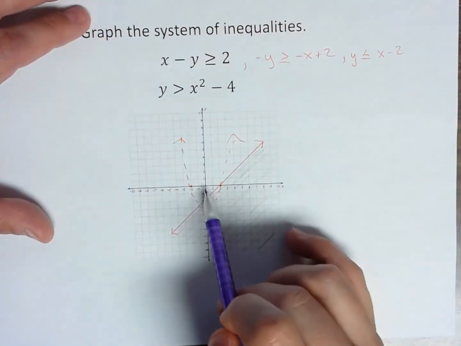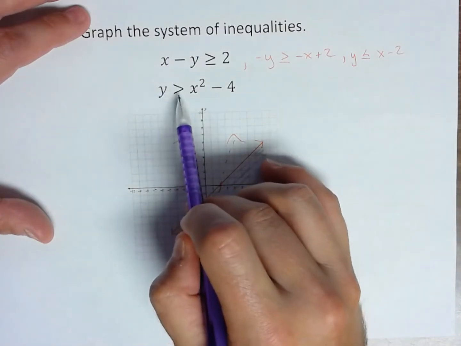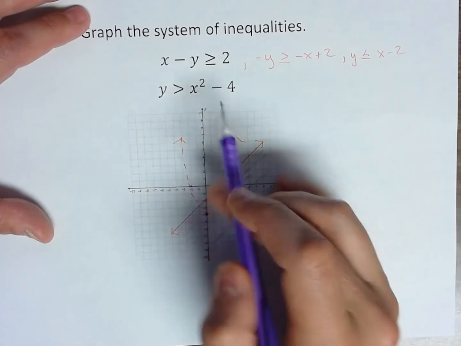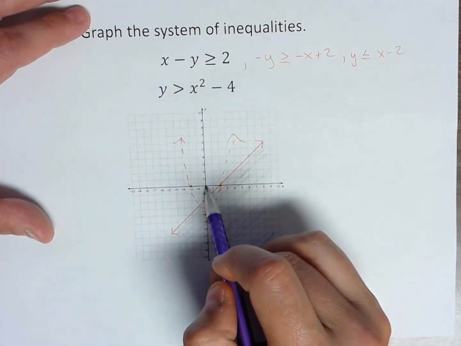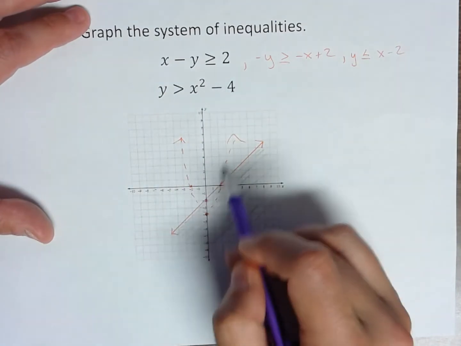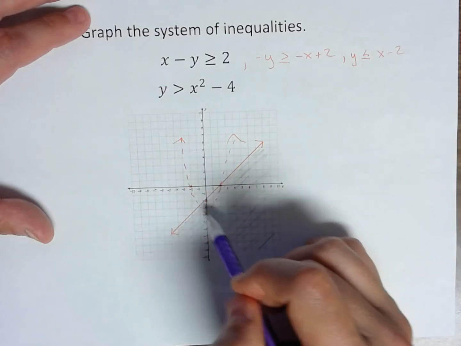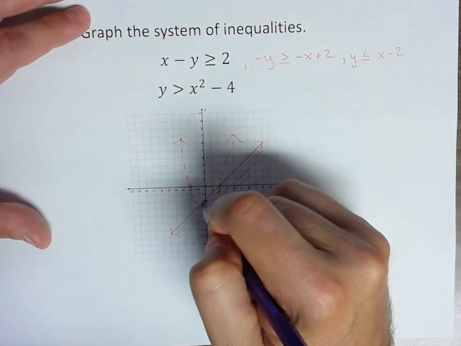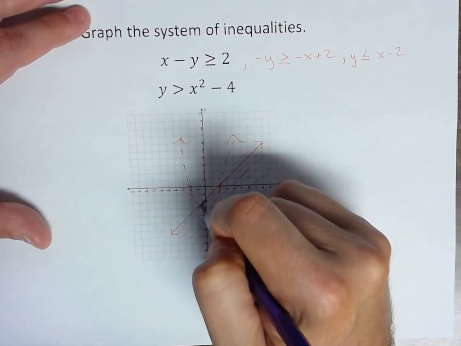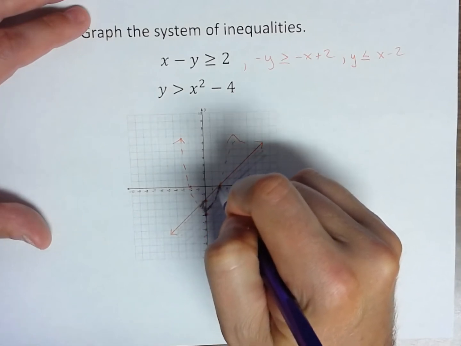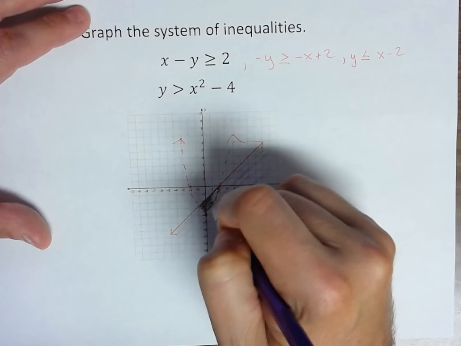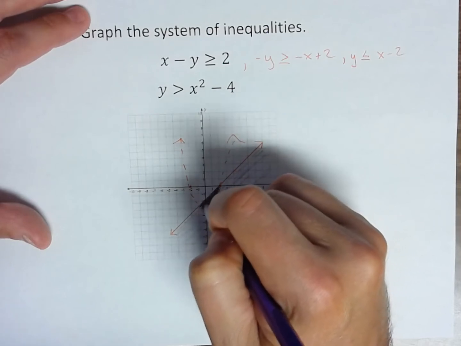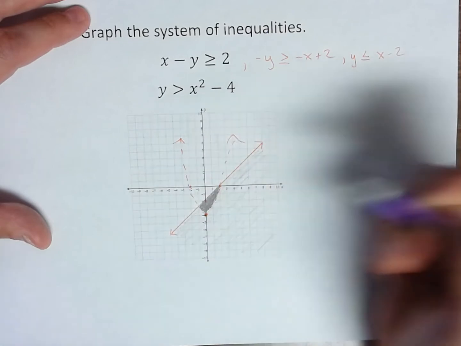Let's decide where it's going to be shaded. So if I plugged in the same thing, 0, 0: 0 is greater than negative 4. Well, that's true. So that means everything inside this parabola would be shaded. But I just want the overlap. So notice it's going to be this region right here. So above the parabola but below the line is where the shaded regions overlap. And so that is the solution there.